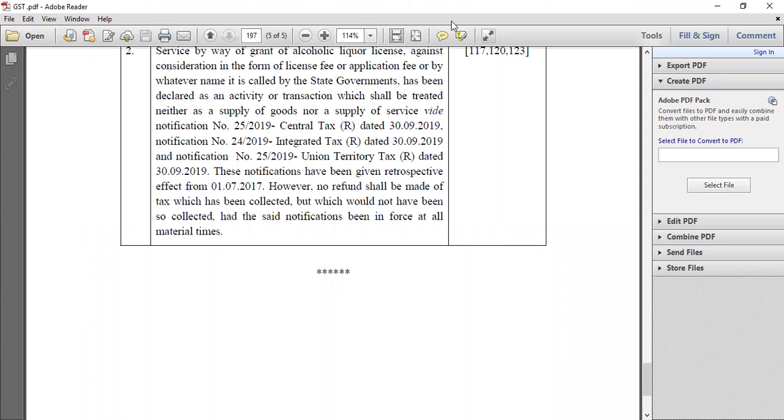These are all the amendments which are being introduced in Finance Bill 2022, which pertain to GST.